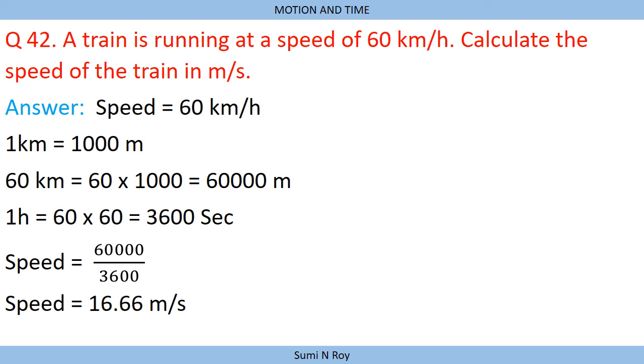Then after mathematical calculation, it's a non-terminating fraction, so it will be 16.66666. So here, students, you have to remember that the speed should never be in a fraction. You have to convert that into decimal, and you can approximate it up to 2 decimal points. So we will stop here. That is 16.66 meter per second.